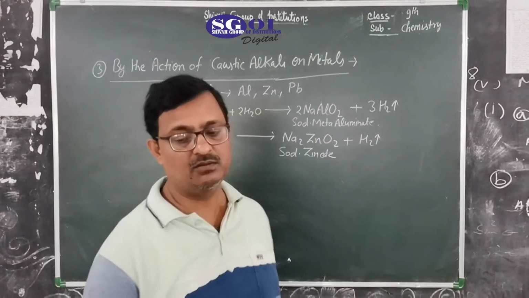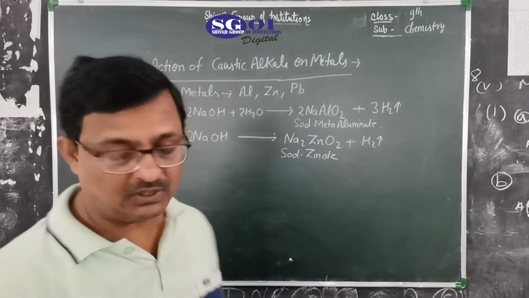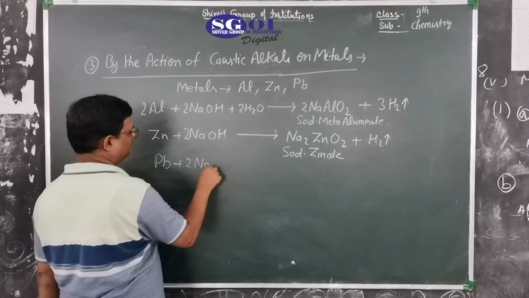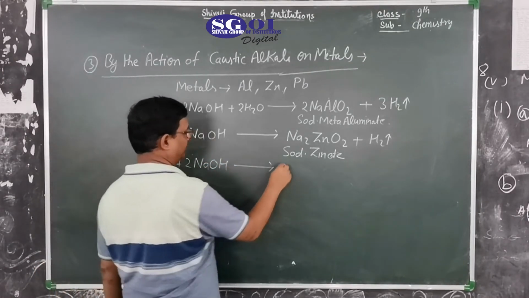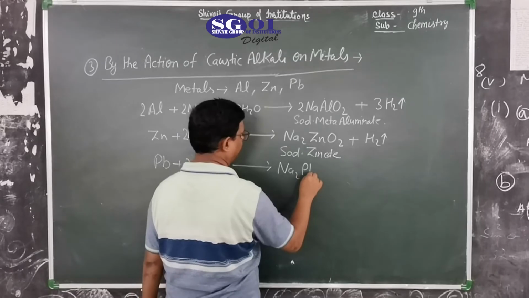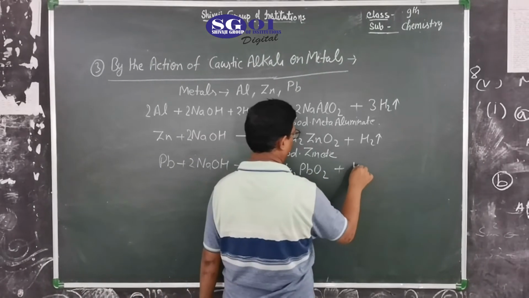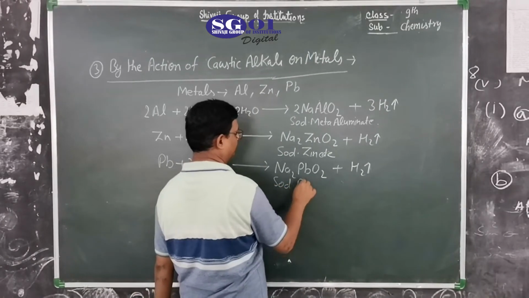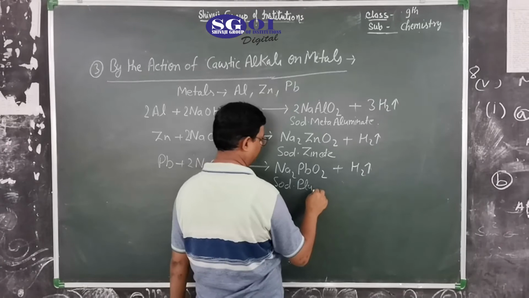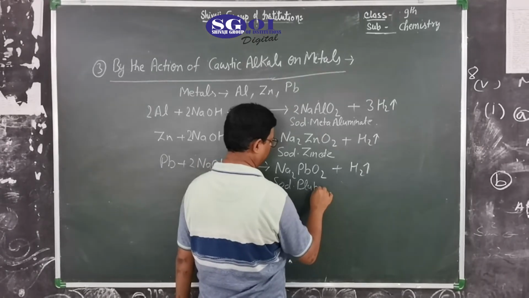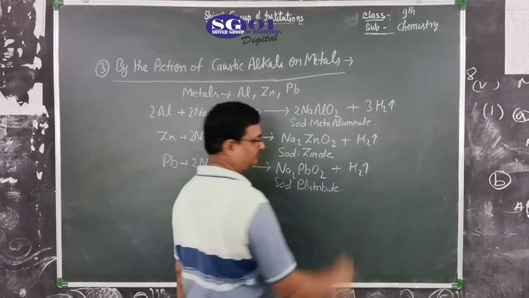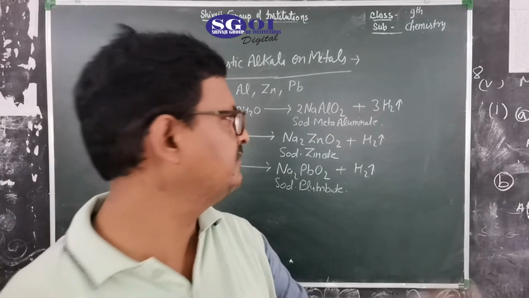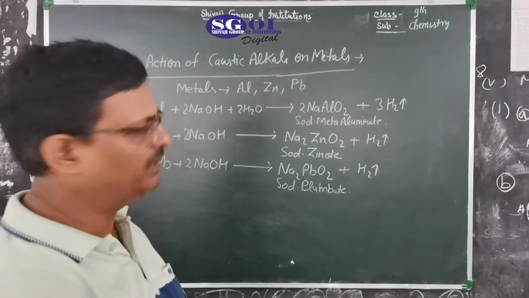And for lead, it is sodium plumbite, Na2PbO2. Similarly, Pb plus 2 NaOH gives Na2PbO2 with the evolution of hydrogen gas. This is sodium plumbite. This is for the reaction of caustic alkali on metal.